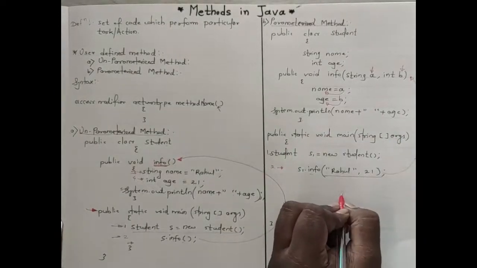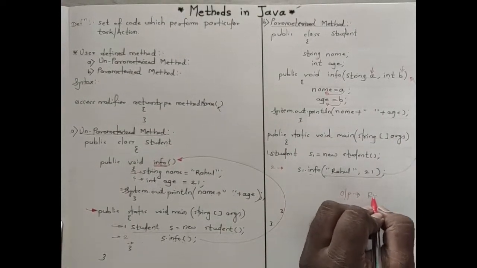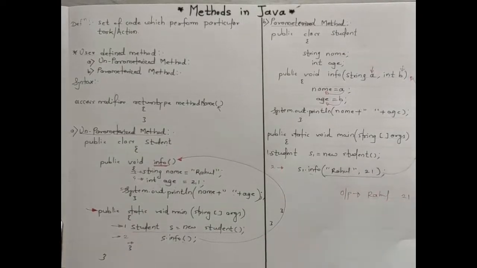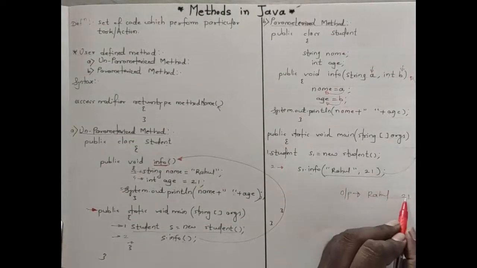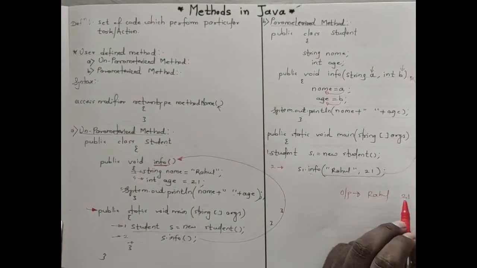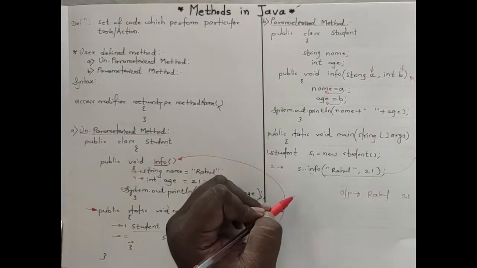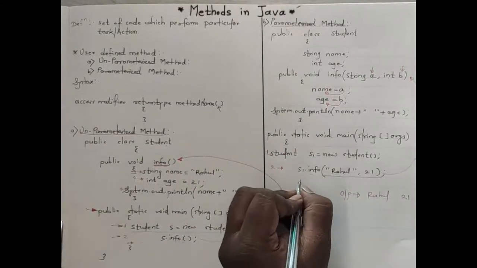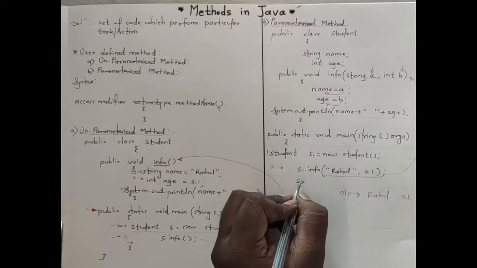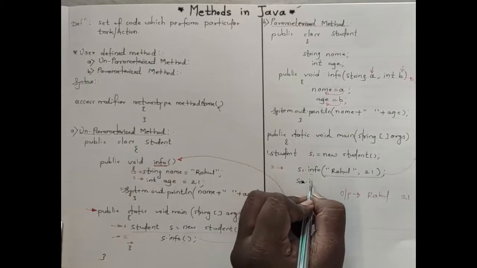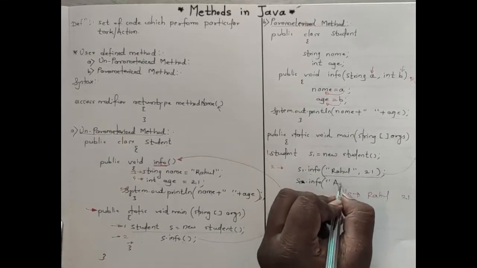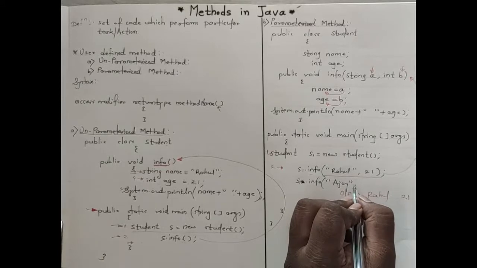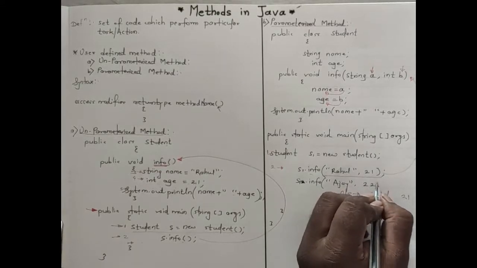So what is the output for that program? Rahul and 21 as output. Okay, Rahul and then 21. Suppose we have 1000 students with us, we need to provide information of 1000 students by using this program. Simply we can provide it by using a method, that is s1.info. Suppose Ajay is the name of a second student, that is Ajay comma age 22.